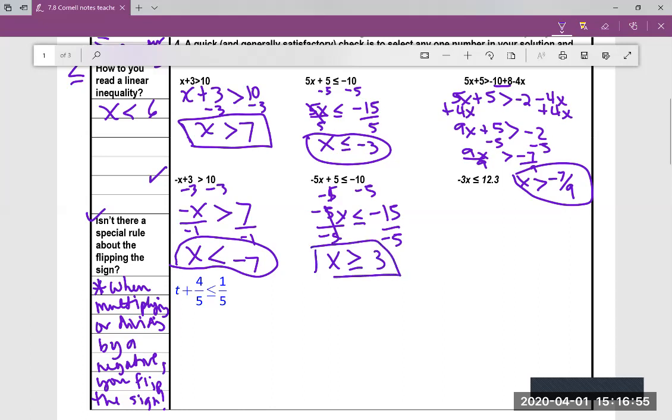So the solution set here is x is greater than or equal to 3, meaning you could pick any number greater than 3, actually even equal to 3, and it would make this true. If we put in 3 for x up here, negative 5 times 3 is negative 15. Negative 15 plus 5 is negative 10. Is negative 10 less than or equal to negative 10? Yes, negative 10 is equal to negative 10. Okay, so that's how that works.